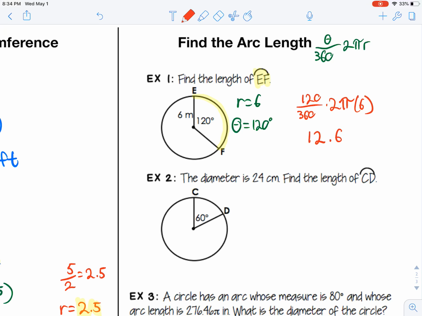Now I'm finding length. Am I going to measure this in degrees or in meters in this problem? Measure length in meters. So it's going to be 12.6 meters. And there's our answer.